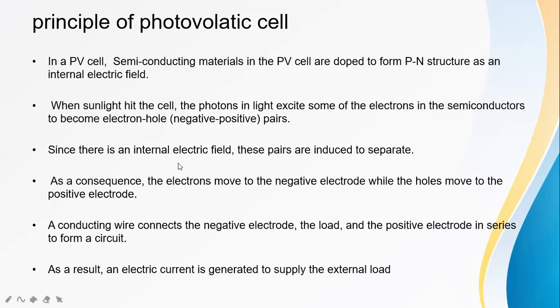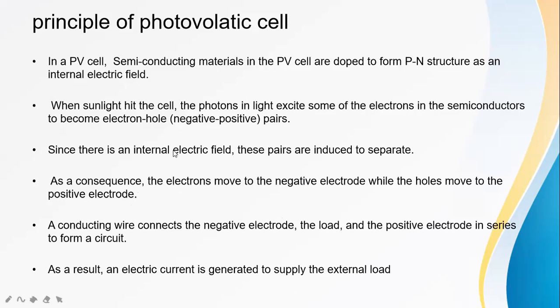Since there is an internal electric field, these pairs are induced to separate because of the internal electric field. As a consequence, the electrons move to the negative electrode while the holes move to the positive electrode. With this, a conducting wire connects the negative electrode, the load, and the positive electrode in series. Now, the electrons move to the negative electrode while the holes move to the positive electrode. With this, an electric current is generated to supply the external load.